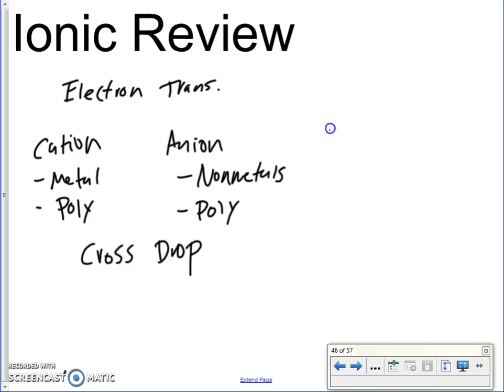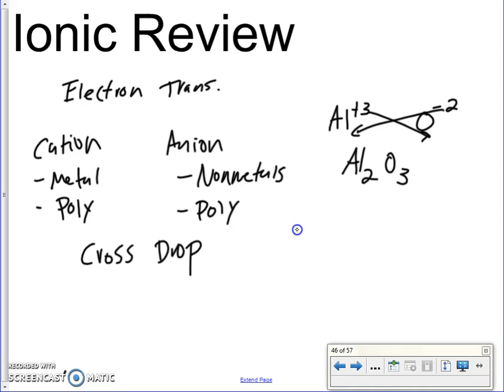So let's say we're looking at aluminum, which is +3. Oxygen's -2. Remember, they have to equal 0 once they're added together. Well, +3 and -2 are not going to equal 0. So what we can do is cross and drop our charges, get Al2O3, and there's our neutral compound. Just so you can kind of see the math.